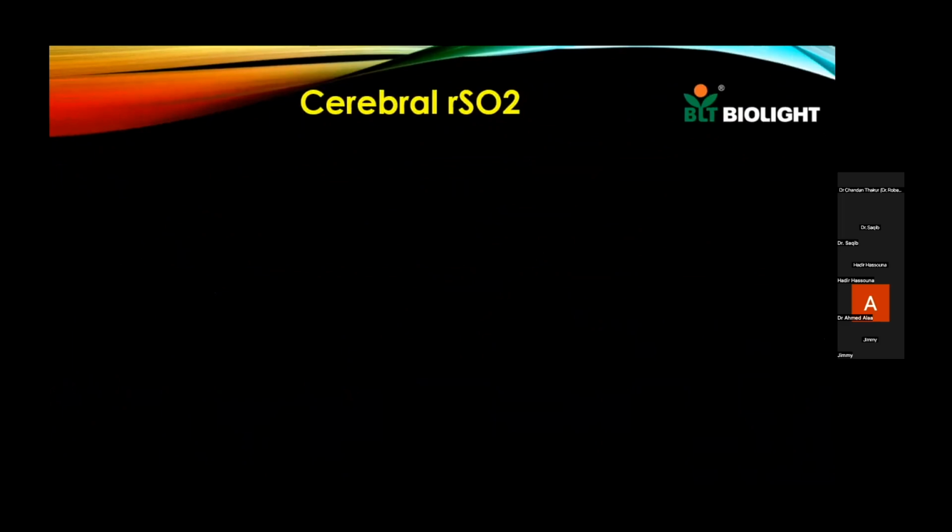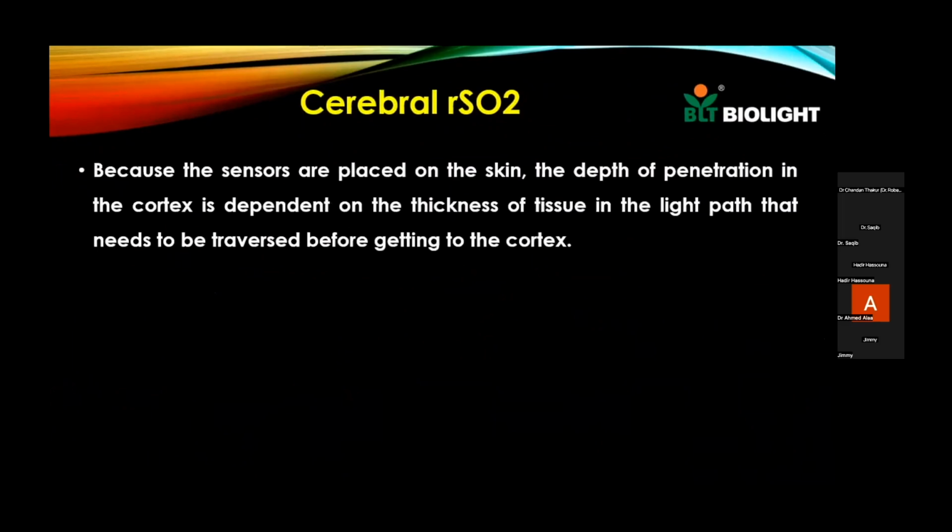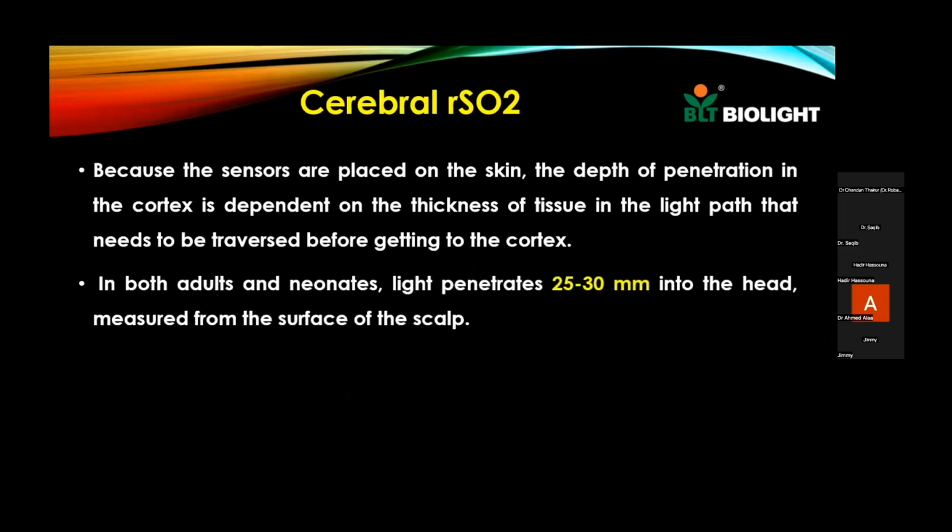Where is the cerebral regional saturation measured? The sensors are placed on the skin, and the depth beneath is the cortex, depending on the thickness of the tissue in the light path, in the scalp and the skull, that the light needs to traverse before getting to the cortex. So in both adults and neonates, light penetrates about 25 to 30 millimeters into the head, measured from the surface of the scalp.